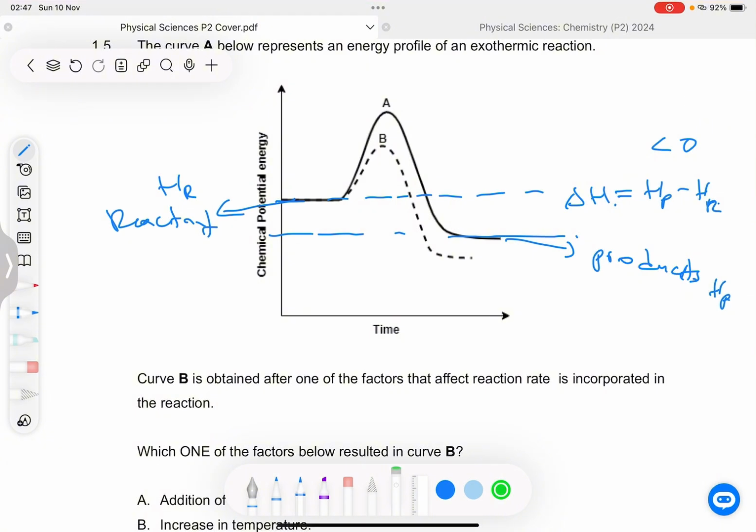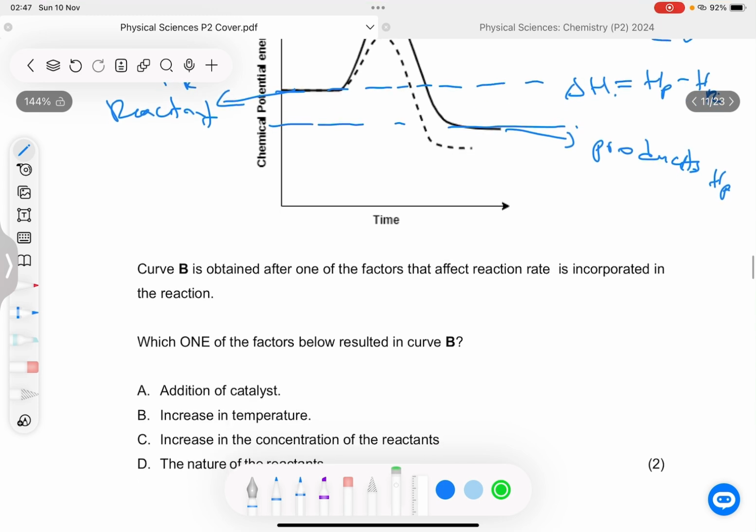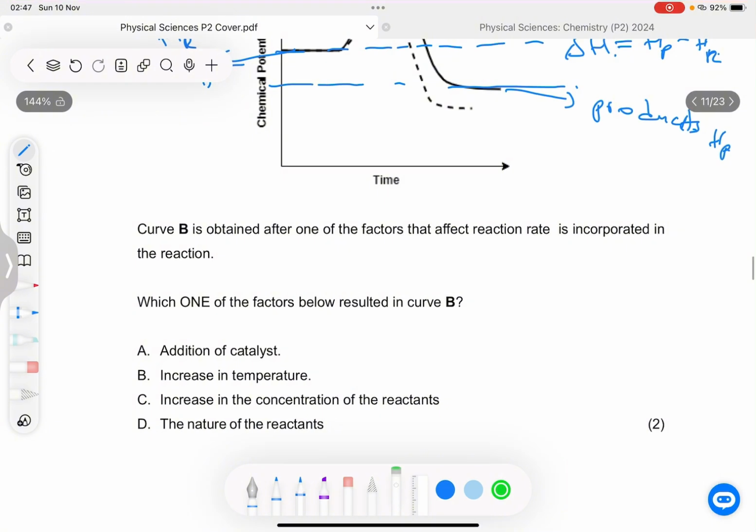They say here curve B is obtained after one of the factors that affect reaction rate is incorporated in the reaction. So one of the factors that affect the rate of reaction is being put into this exothermic reaction. Then when that happens, our graph suddenly changes and becomes this graph B. It gives us the curve B. Then they ask which one of the factors below resulted in forming this curve B, which one of these options that we have. Let's go through them one by one.